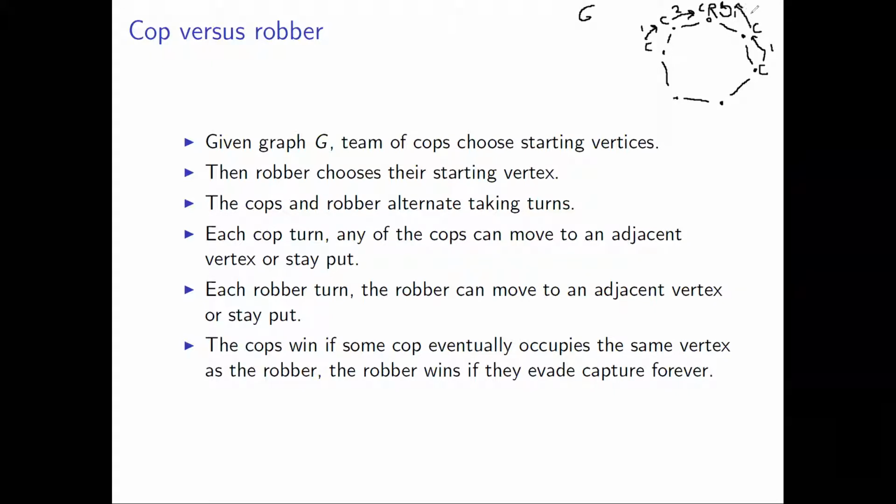It doesn't hurt anything. So we get double cops there if we wanted to. And it only takes one, but having at least one of the cops on that same vertex as the robber means that those two cops win that graph. So the cops win on that graph if we use two cops. And we can see that regardless of how the robber plays on that graph, if we do have at least two cops, the cops will win on that graph.